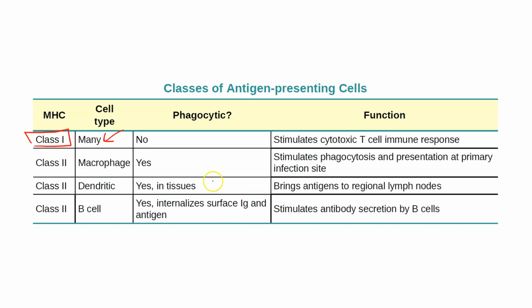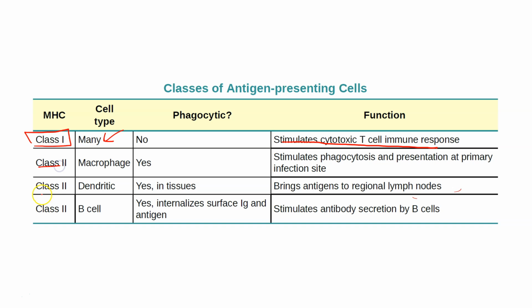Just keep in mind, if something invades and infects the cell, it also gets presented on class 1. These will usually stimulate what's called a cytotoxic T cell response. We'll talk more about that later, but basically it's a certain type of T cell that's really good at destroying cells that have been infected.